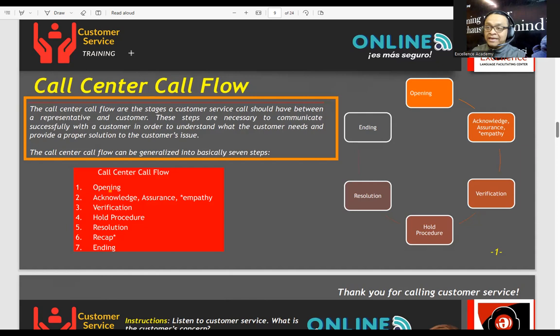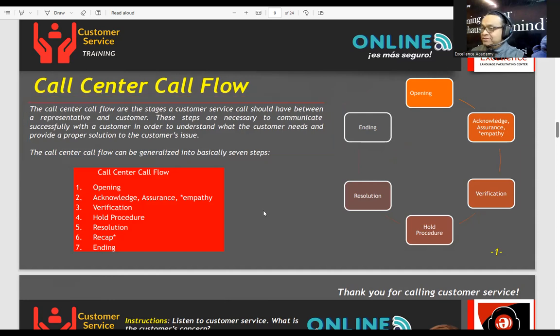So in the academy, we generalize this to some basic steps. Step one being the opening. Step two, providing empathy, acknowledgement and assurance. Then we have the verification step, hold procedure, how to put the customer on hold, and now the resolution step, which we're going to discuss today, which in this case is going to be offering options, and finally ending the call for the customer. So that's going to be the call flow.